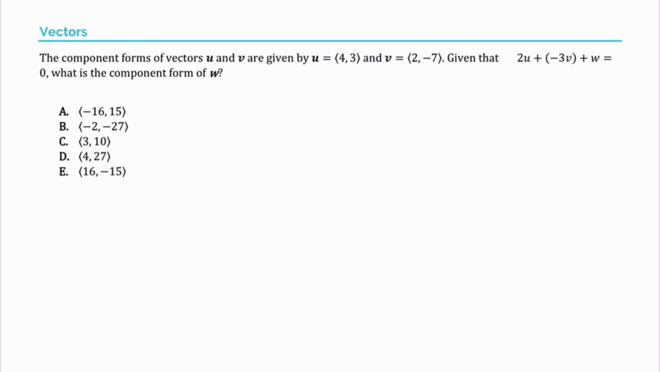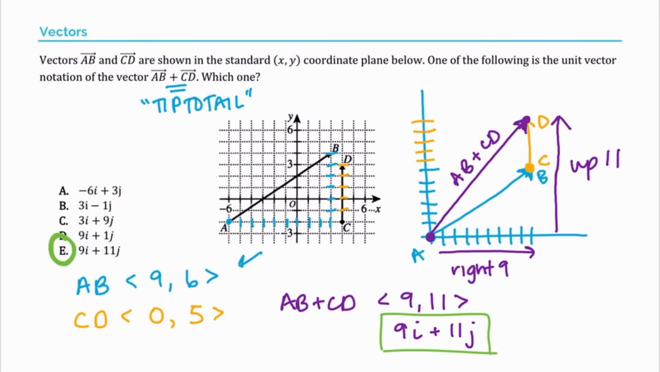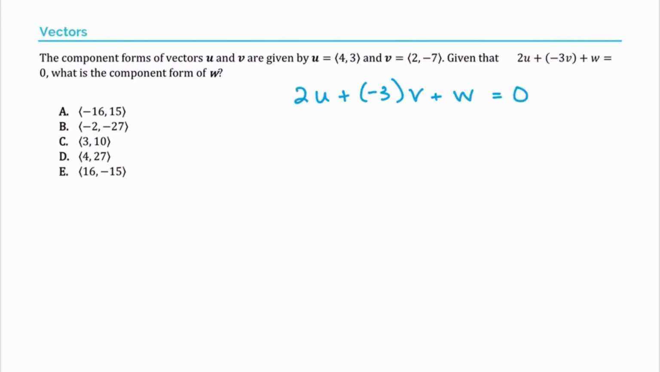Next question. This one is asking us to find 2 times vector u plus -3 times vector v plus vector w equals 0. And they're asking us to find the component form. So the component form is what I showed you before, where it has those brackets and the 2 numbers inside. It's basically saying how far we go to the right and left. So the question is asking us to solve that for vector w.